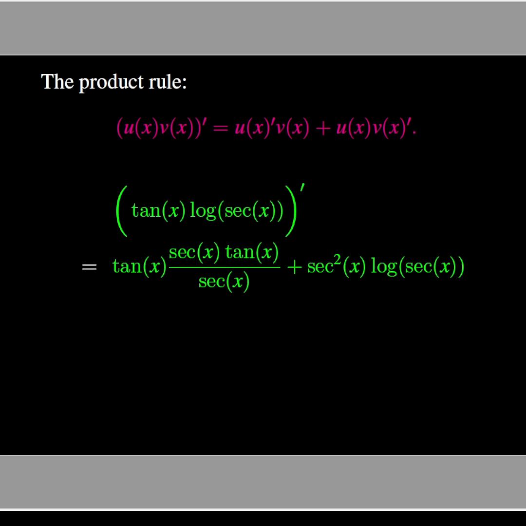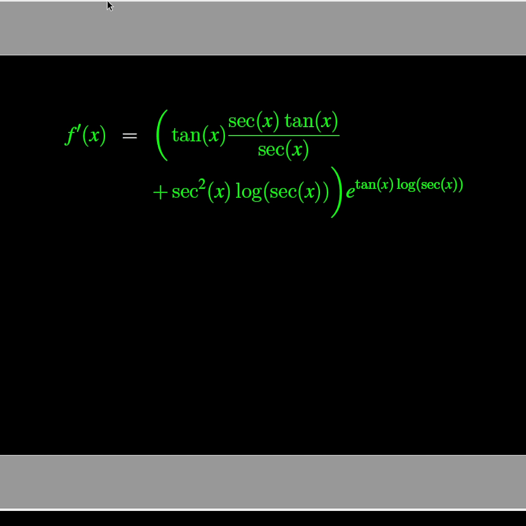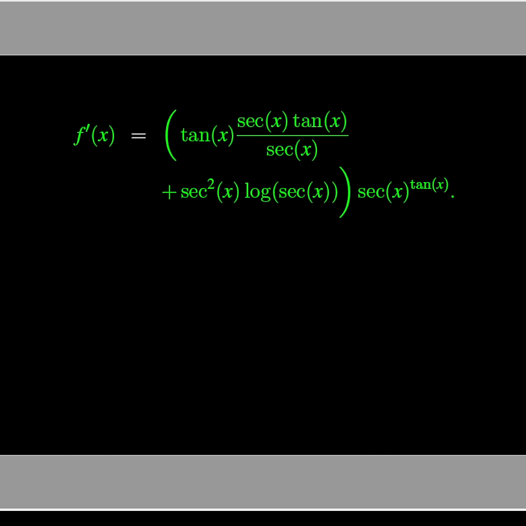In this case, the derivative is tangent of x times the fraction secant of x times tangent of x over secant of x, plus secant square of x times logarithm of secant of x. So we have the expression of f prime as follows. This final expression can also be given as follows: f prime of x is equal to the quantity tangent of x times the fraction secant of x times tangent of x over secant of x, plus secant square of x, times logarithm of secant of x, times secant of x to the power tangent of x.